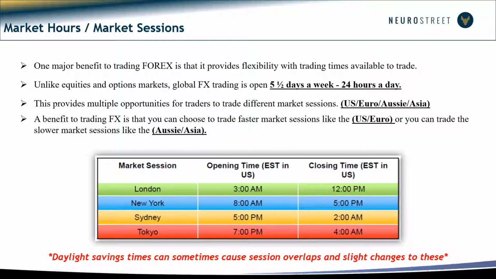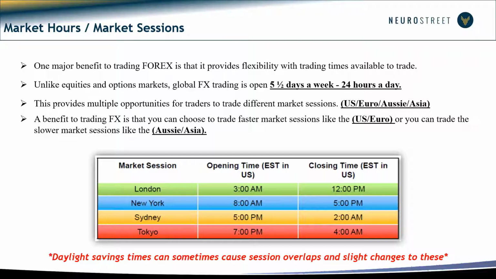So let's talk about the market hours. The benefit to Forex is that it's very flexible. Unlike equities and options, where the U.S. market's only open a certain time of day, Forex is open 5.5 days a week, 24 hours a day, with the exception of Saturday. And the big thing here is this provides a myriad of opportunities. You can trade different market sessions: the U.S. session, the Euro session, the Aussie session, the Asian session.